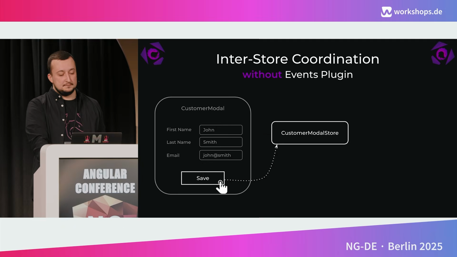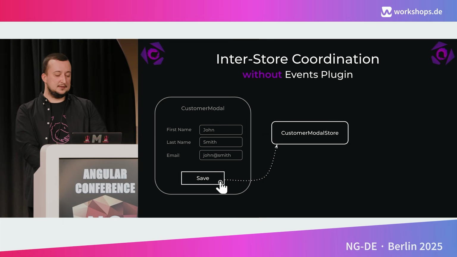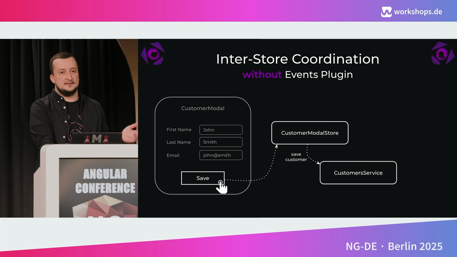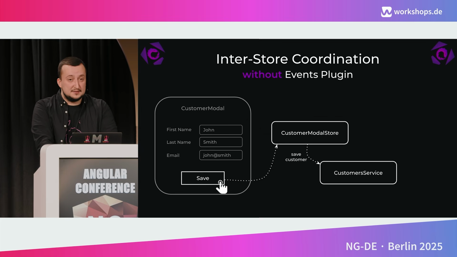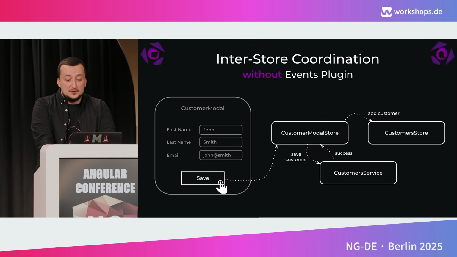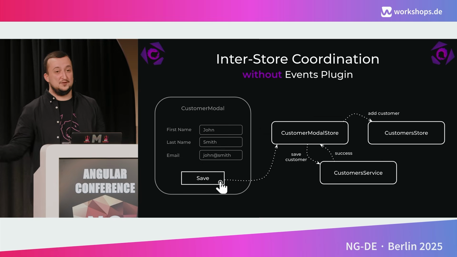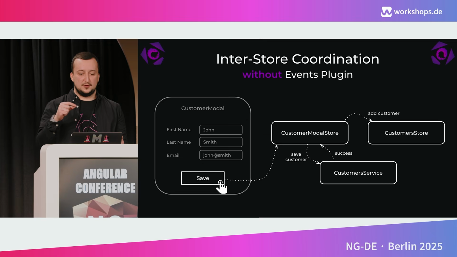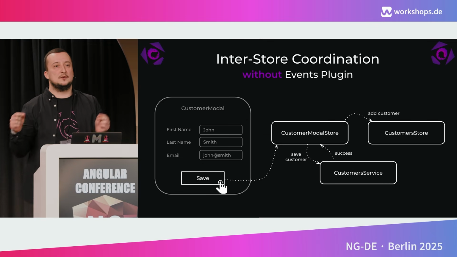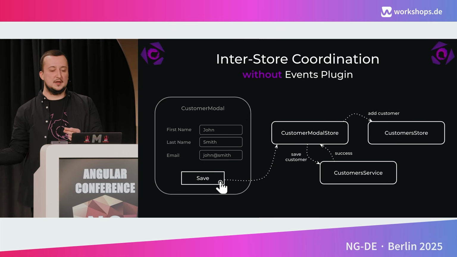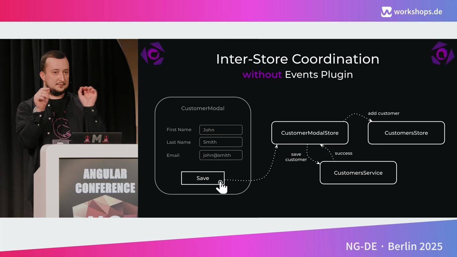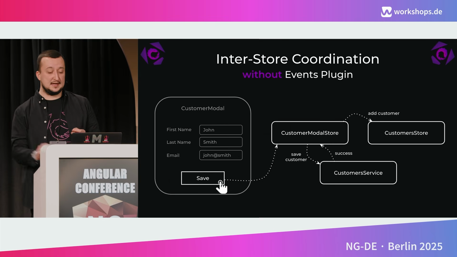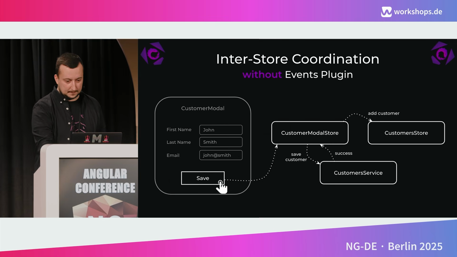Without Events plugin, when save is clicked, we are going to call a method from a customer model store that will call the save customer from the customer service. On success, we will receive the saved customer, and then we have to inject the globally provided customer store inside of the customer model store and explicitly call add customer method. So here we have this tight coupling between customer model store and customer's global store.